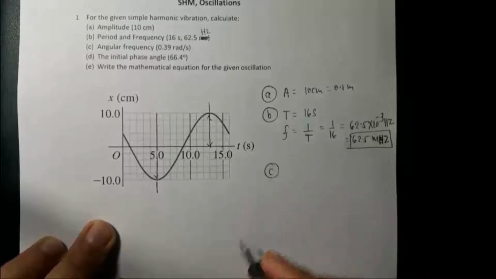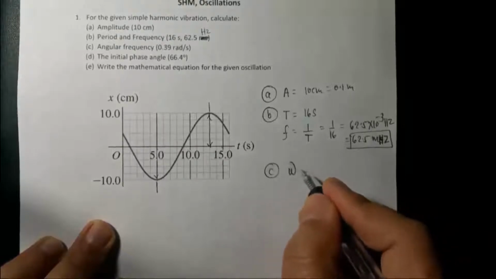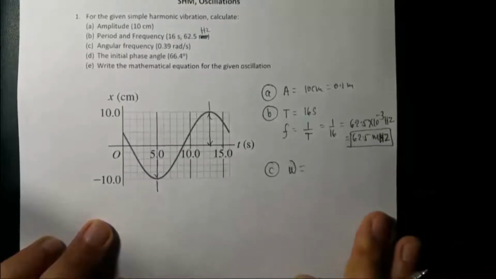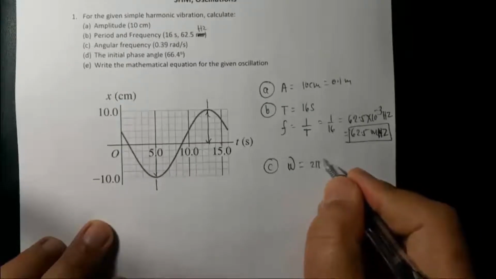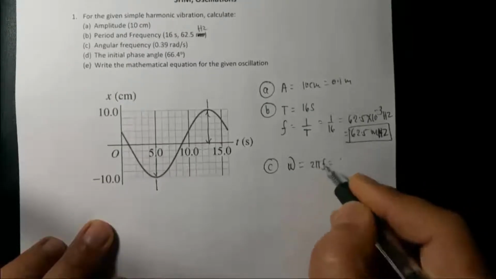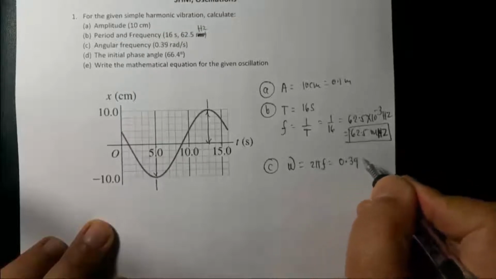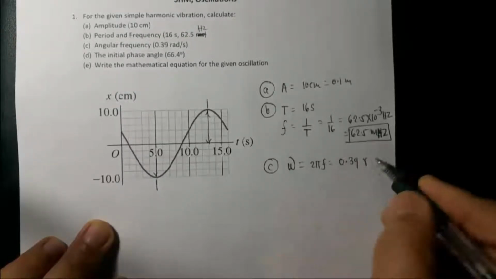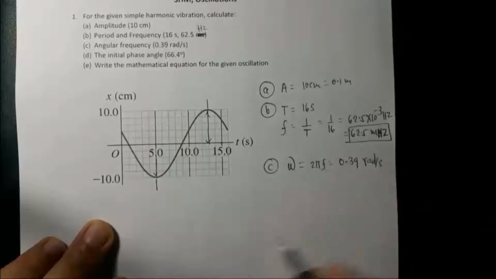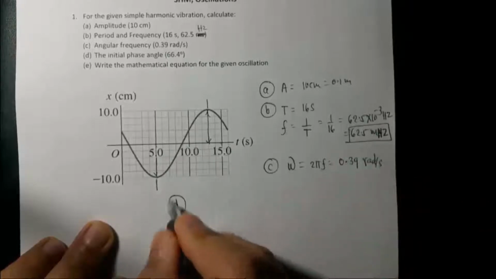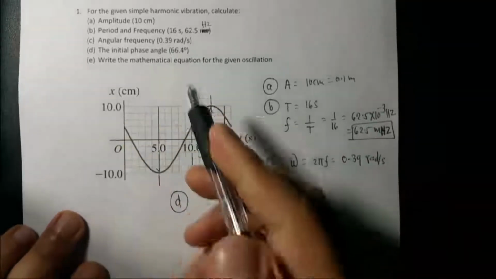Next, what's the angular frequency? Remember, angular frequency is comparing with the rotational motion. It is just 2 pi f. If you do that, 2 pi times f is 0.39, and the unit of angular frequency is radians per second.